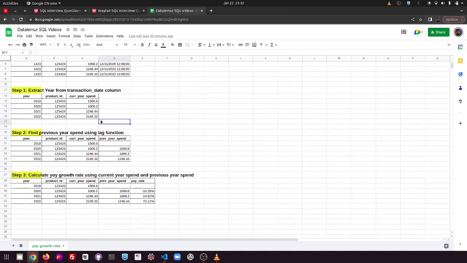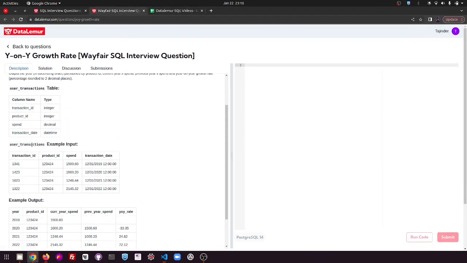We can calculate the growth rate by using the formula current year spend minus previous year spend. This difference will be divided by the previous year spend so that we can get the growth rate. Now we need to convert this growth rate into a percentage, so we will multiply it by 100. So this will be the formula, and that's how we can get the growth rate here.